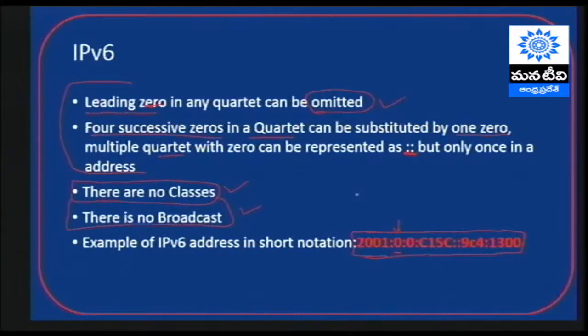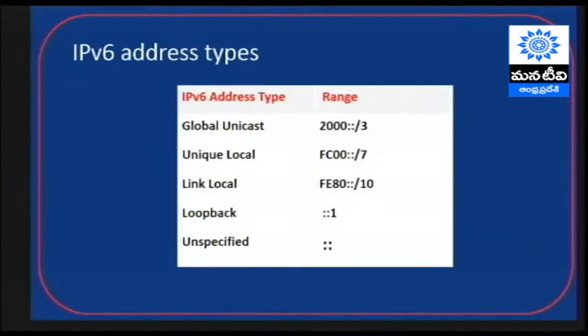Some of the IPv6 addresses you can see here: global unicast addresses, which are similar to public IP addresses of IPv4 used on the internet. An IPv6 public IP address starts from 2000. And if an IPv6 address starts from FC00, this is called a private IP address.